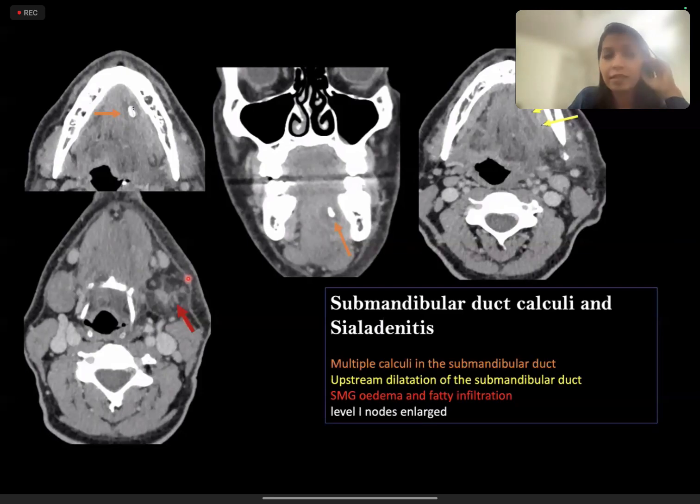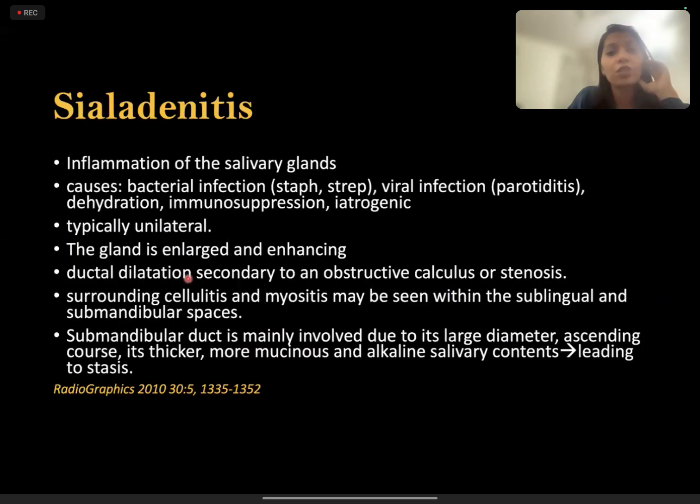So what is sialadenitis? It is the inflammation of the salivary glands. Most commonly, the submandibular gland is involved, but you can also see this with the parotid glands. The most common cause is bacterial infection, such as Staphylococcus or Streptococcus. Viral infection is also possible, especially with the parotid glands, and if there's bilateral involvement of the parotid glands, this condition is called mumps. The other causes could be dehydration, immunosuppression, and iatrogenic causes.